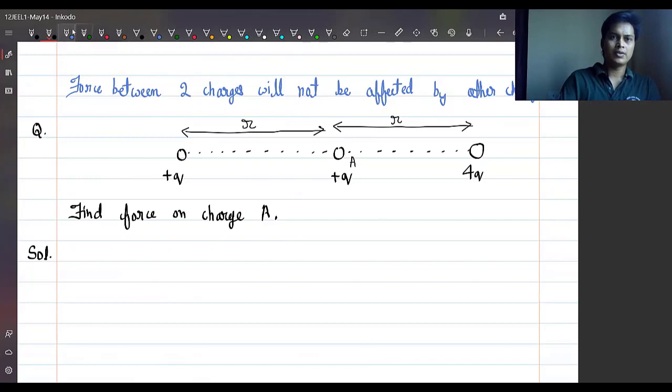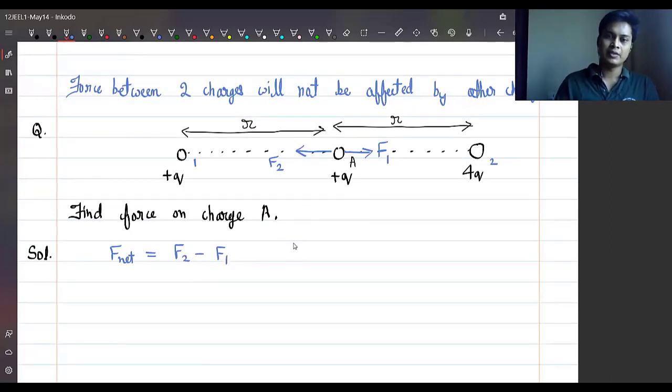So to solve this, I'll draw the free body diagram of this. You know that the forces will be along the line joining. So due to plus q, the force will be in this direction. This will be force due to small q. Let me name this charge as 1 and name this charge as 2. This will be force due to 1, and 4q will repel it in the other direction. So it will be force 2 that is in the other direction. So net force I can write it as F2 minus F1 and direction will be leftwards. You can write left or you can also write a minus j cap for it.